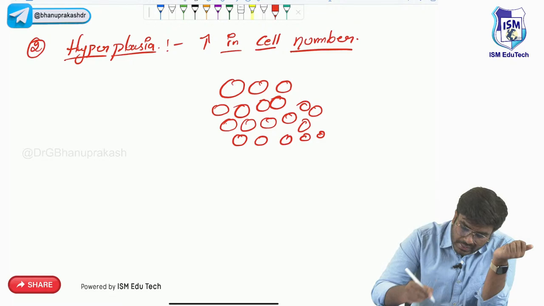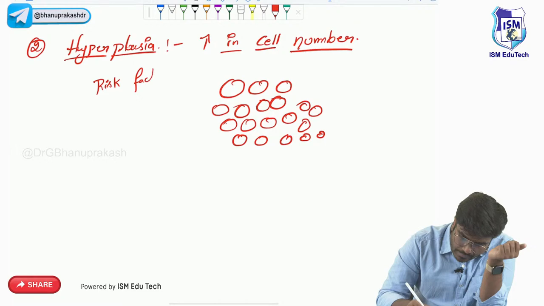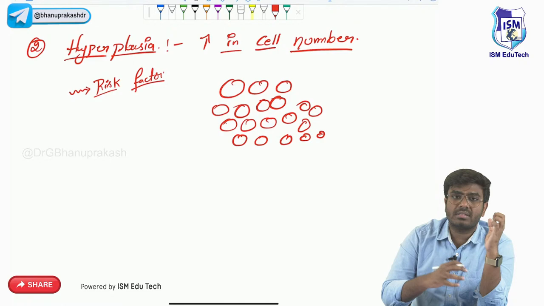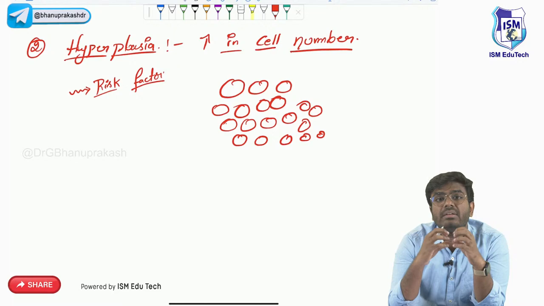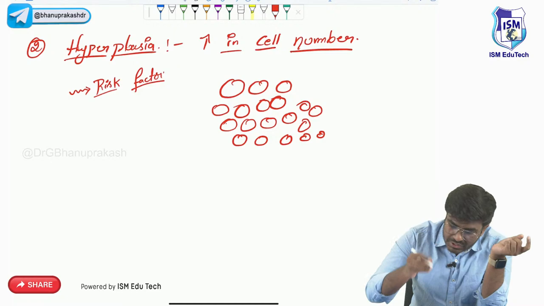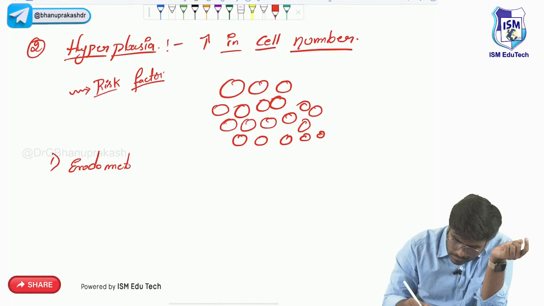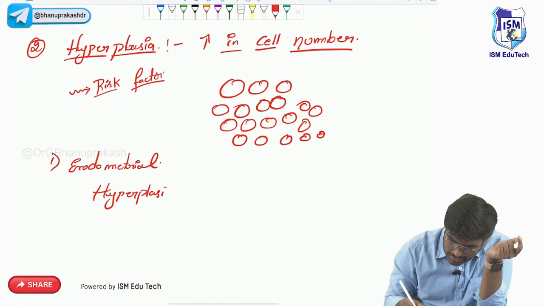Actually, you can take hyperplasia as a risk factor. You are putting a stress on the cell so that it is undergoing division. The number of cells are dividing. So this hyperplasia is actually a risk factor for cancer. In which conditions? Especially like endometrial hyperplasia. Now, what exactly is endometrial hyperplasia?